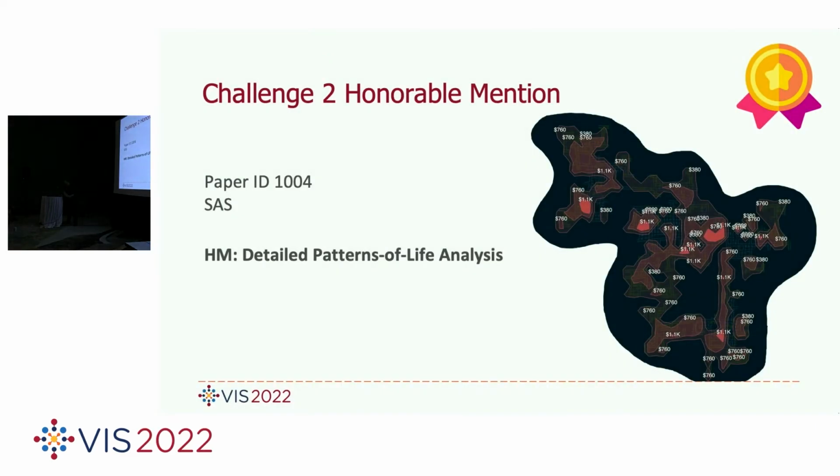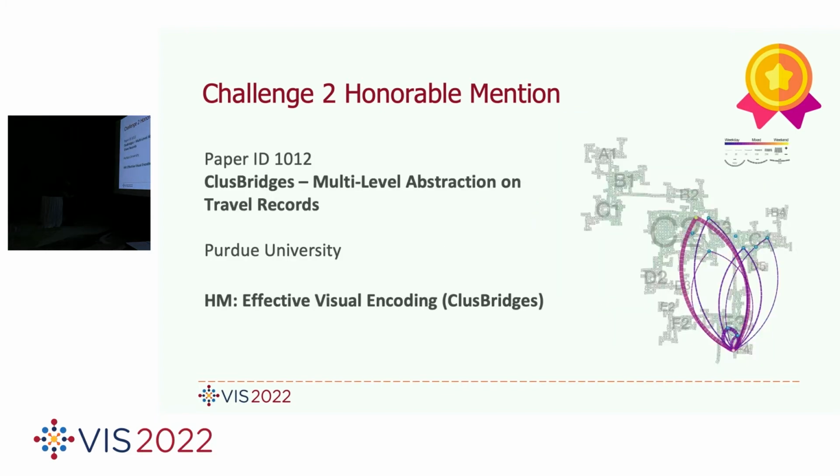So we've got one more talk on Mini Challenge 2 about pattern of life analysis. This one is by a team at Purdue for their submission 1012 on ClusBridges, multi-level abstraction for travel records. This was a really interesting paper. They won an honorable mention for effective visual encodings, and you'll see that they took this metaphor of building bridges that represent travel journals and some of the movement there, and really drilled down into that. So really excited to see this talk. And with that, we could play the pre-recorded video, please.